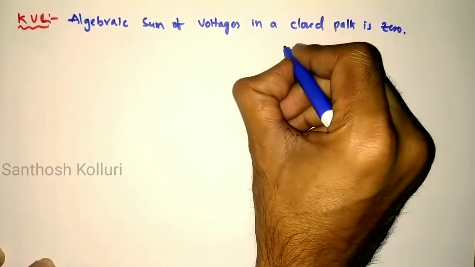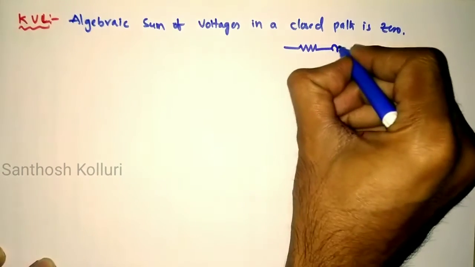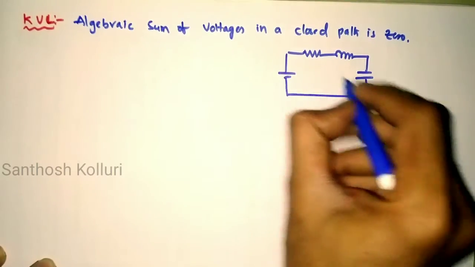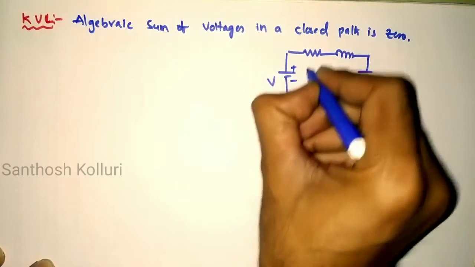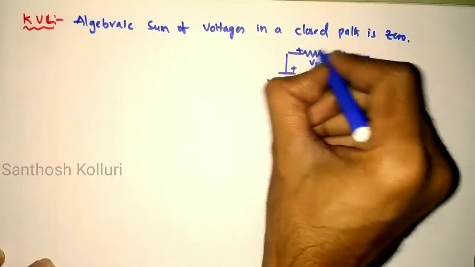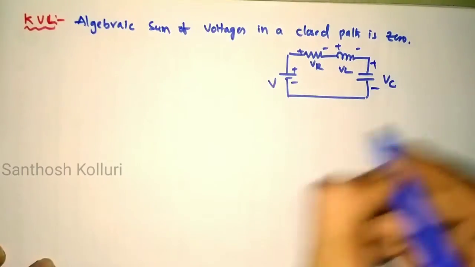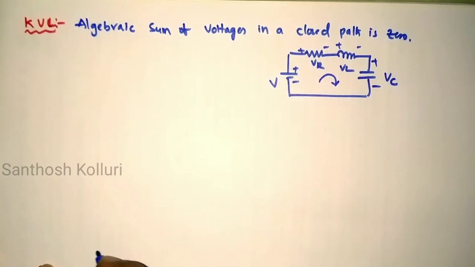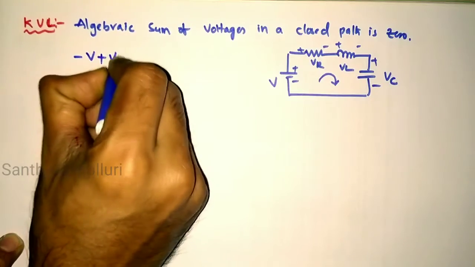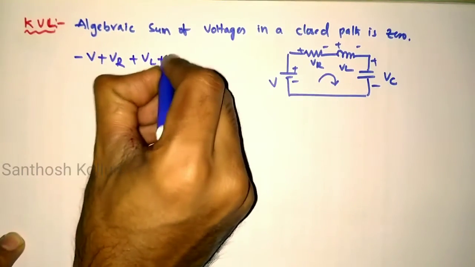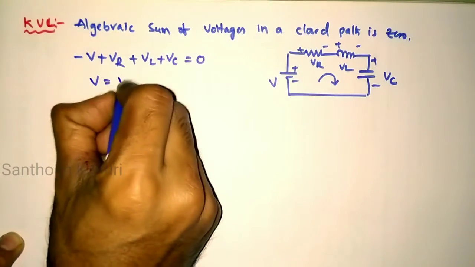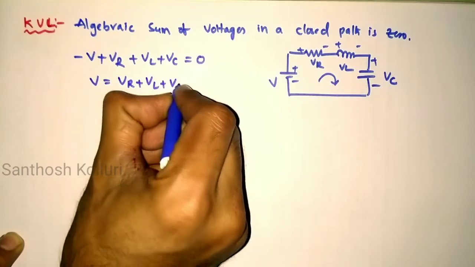So that means, for example, I am taking a closed path. In this closed path, the algebraic sum of the voltages plus minus VR, VL and VC. So here the polarity is given like this. In this loop, the algebraic sum of the voltages is equal to 0. So if I apply KVL, VR plus VL plus VC is equal to 0. So that means the source voltage V is equal to VR plus VL plus VC.